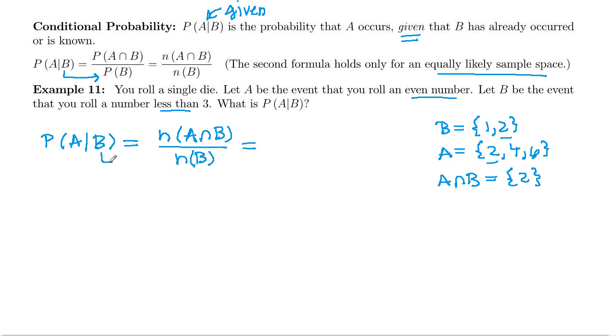So the given condition determines your denominator. The number in B, there are 2 outcomes in B. And the number in A intersect B, there's only 1 outcome in A intersect B. So 1 divided by 2, 1/2.